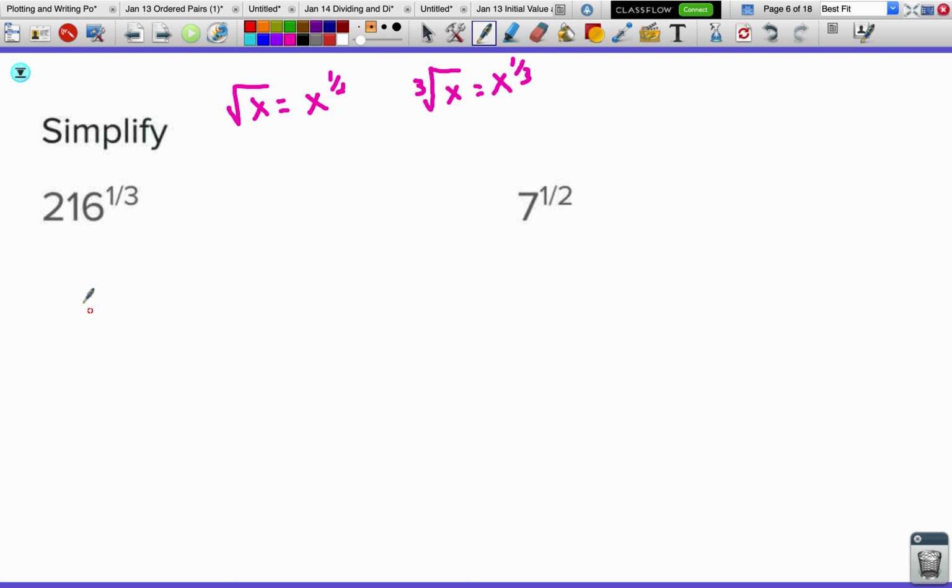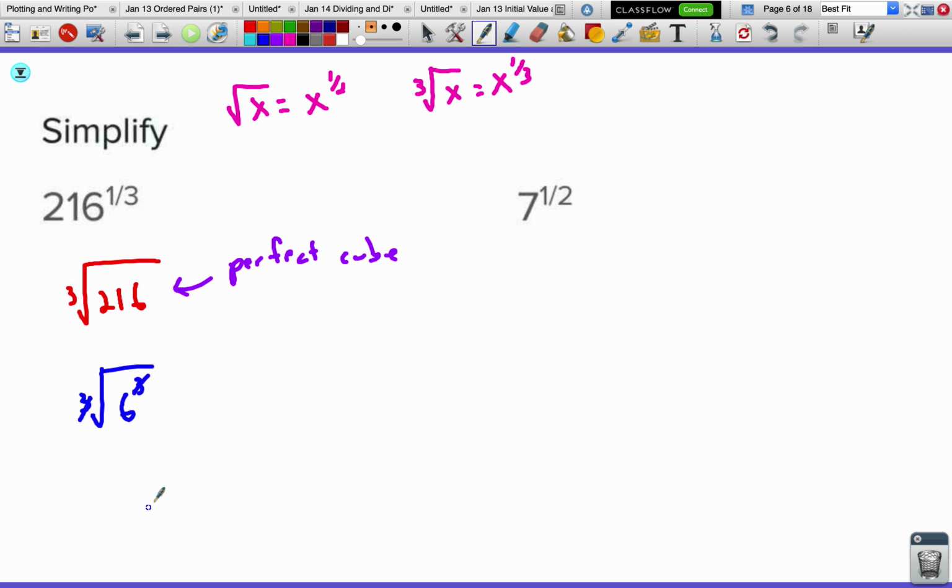So this can be rewritten as the cubed root of 216. Well, 216 is a perfect cube. 216 could be rewritten as 6 cubed. And now the cubed root can cancel out, and I'm left with just a 6.